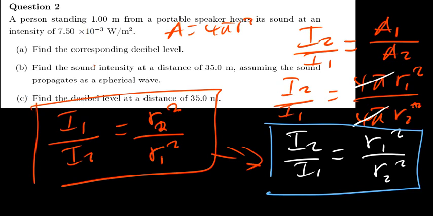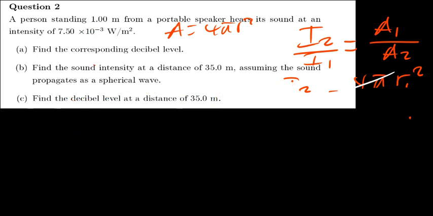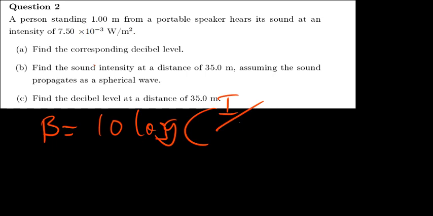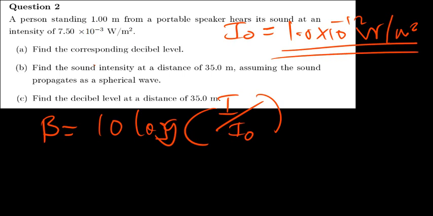Now, we'll be using this relationship for this question, and also the formula for the corresponding decibels to work out the first question. The first question is saying find the corresponding decibels. Like I said, the formula which you need to know for decibel is 10 log open brackets the intensity divided by intensity initial. Intensity initial is always 1.0 times 10 to the power negative 12 watts per square meter. This is the threshold of hearing.